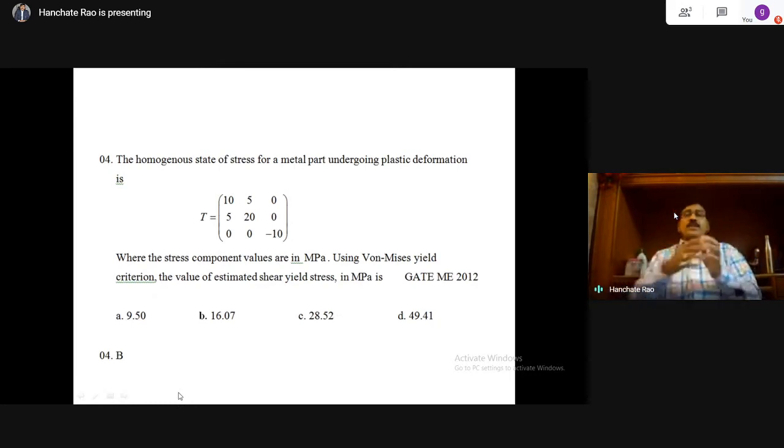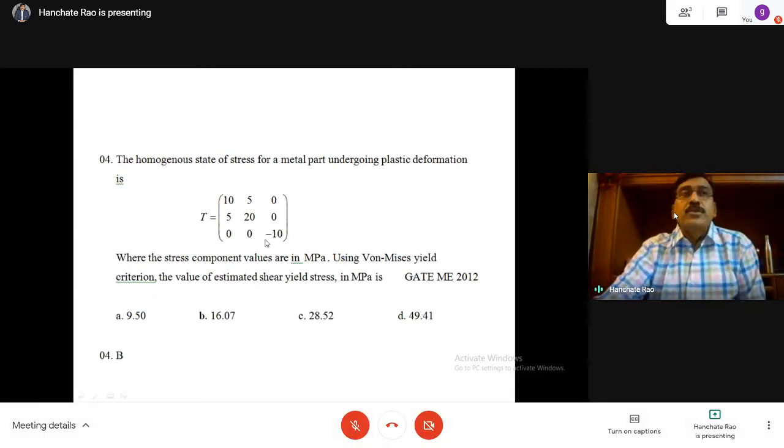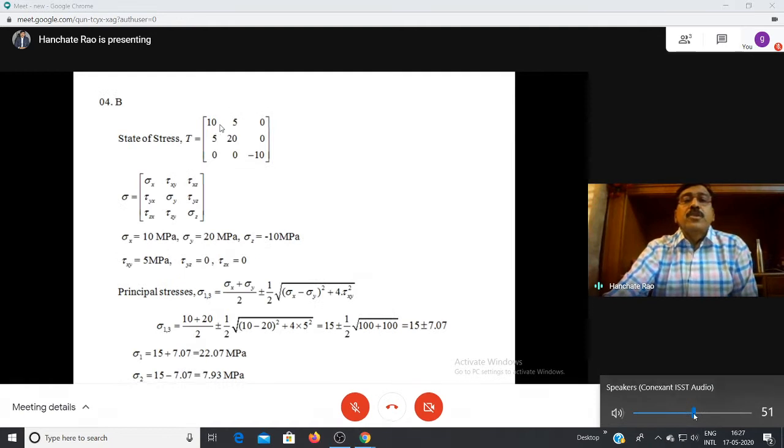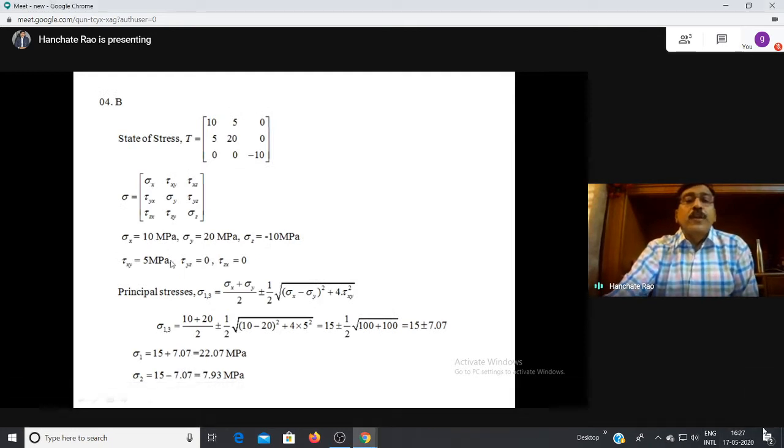The homogeneous state of stress for a metal part undergoing plastic deformation is, he has given the state of stress. That stress tensor he has given 0, 0, minus 10. So this is the stress tensor, where the stresses. So the state of stress is equal to this. So sigma is equal to 5 megapascal.